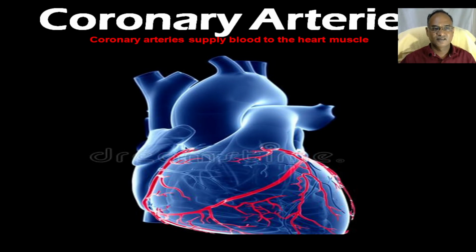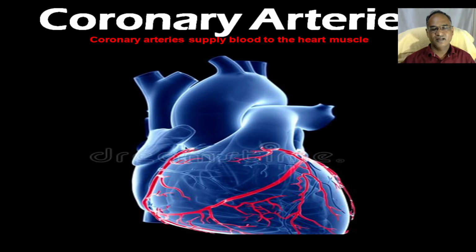Dear learners, today we are going to discuss coronary arteries. We have three different circulations: systemic circulation, pulmonary circulation, and the third important one, coronary circulation. In the coronary circulation, coronary arteries are very important because they carry oxygenated blood to your cardiac muscle, or heart muscle.